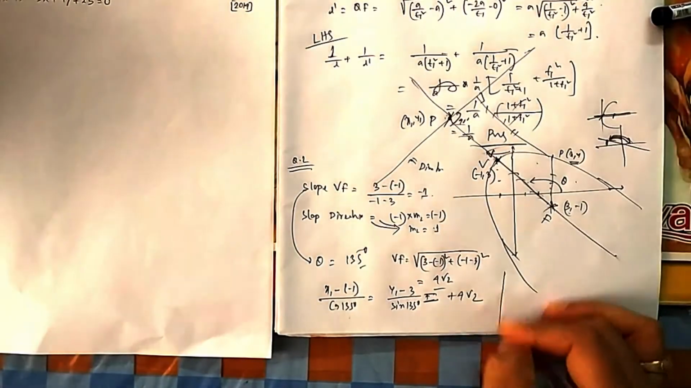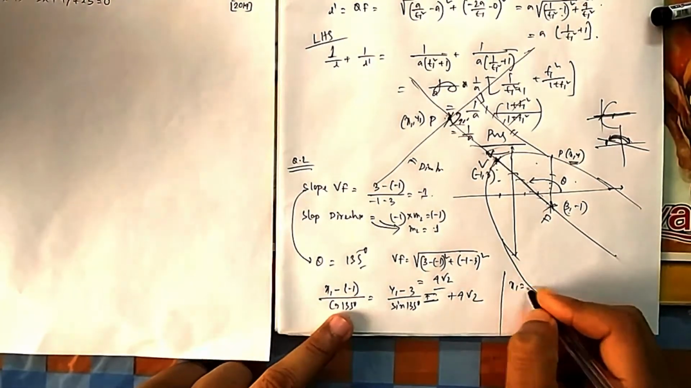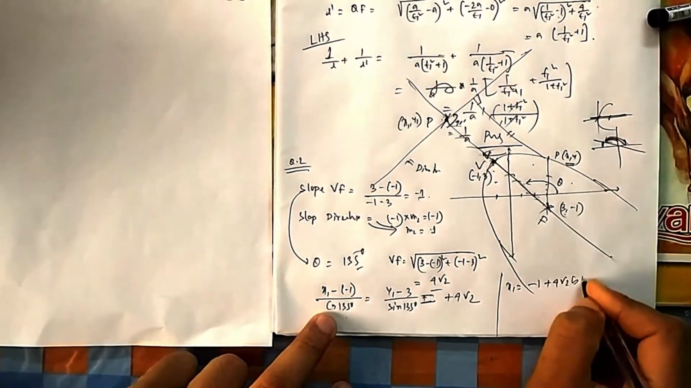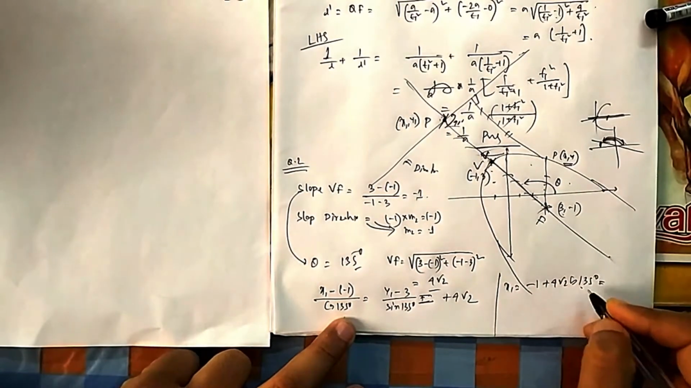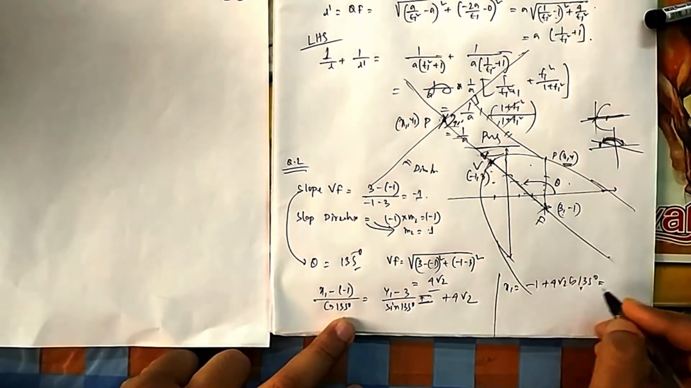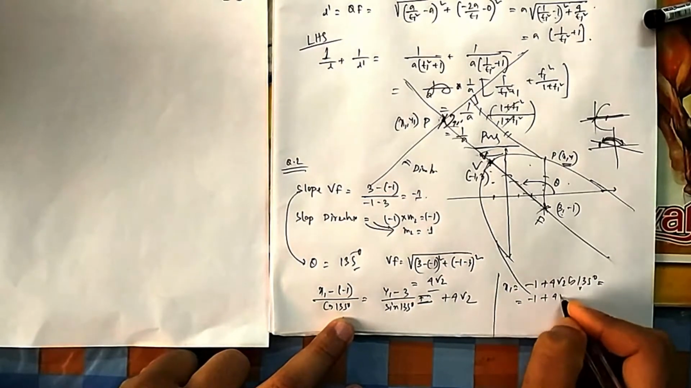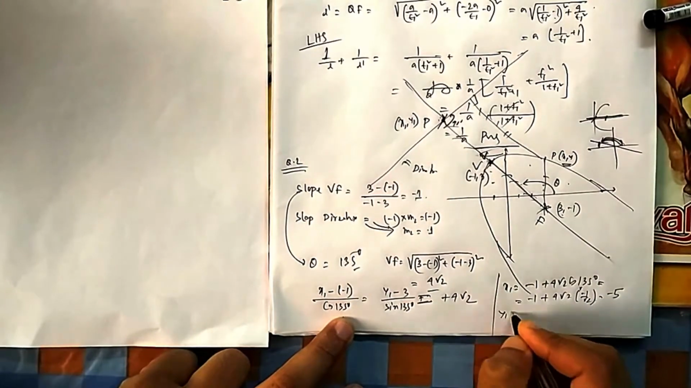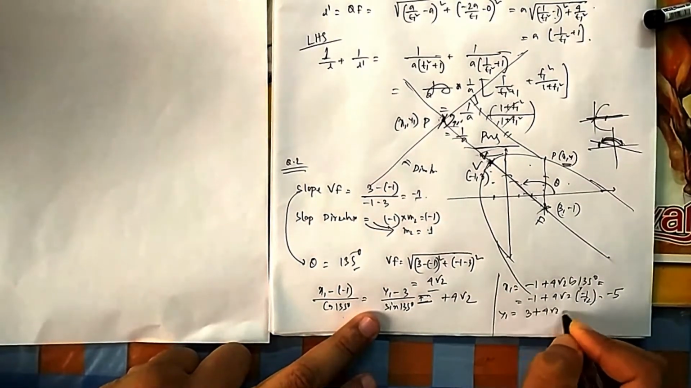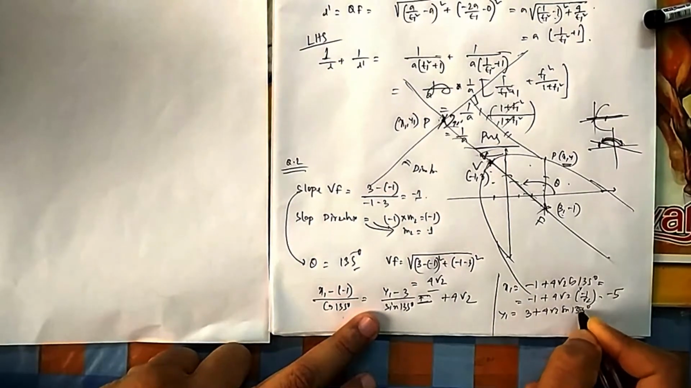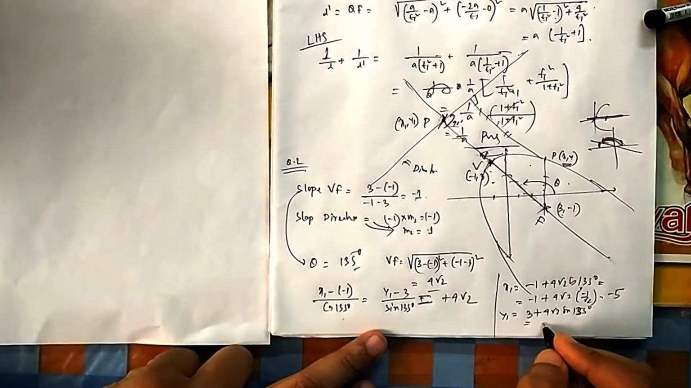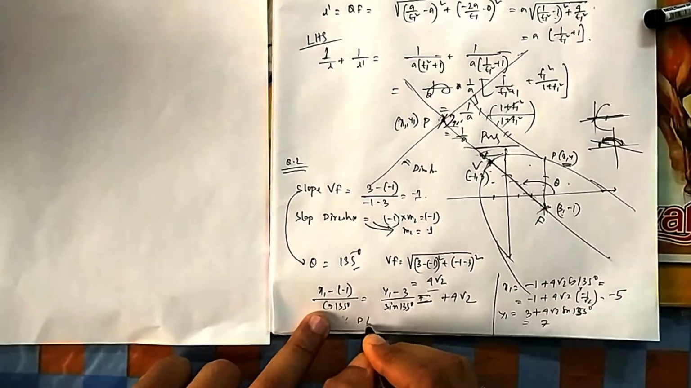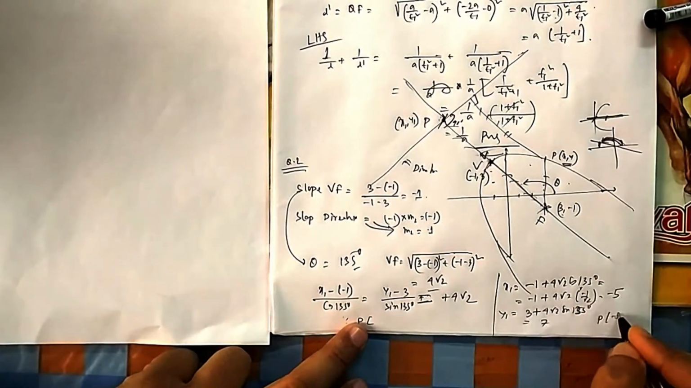So now if we apply this one by one, your x1 will be equal to minus 1 plus 4 root 2 cos 135. Cos 135 will give you minus 1 by root 2. Should I write it? 1, 4 root 2 times minus 1 by root 2. So the roots cancel, you will get minus 5. Similarly y1 will give you 3 plus 4 root 2 sin 135. Sin 135 is 1 by root 2. So 4 plus 3 it is 7. So you got the coordinate, that is P is equal to minus 5 comma 7.